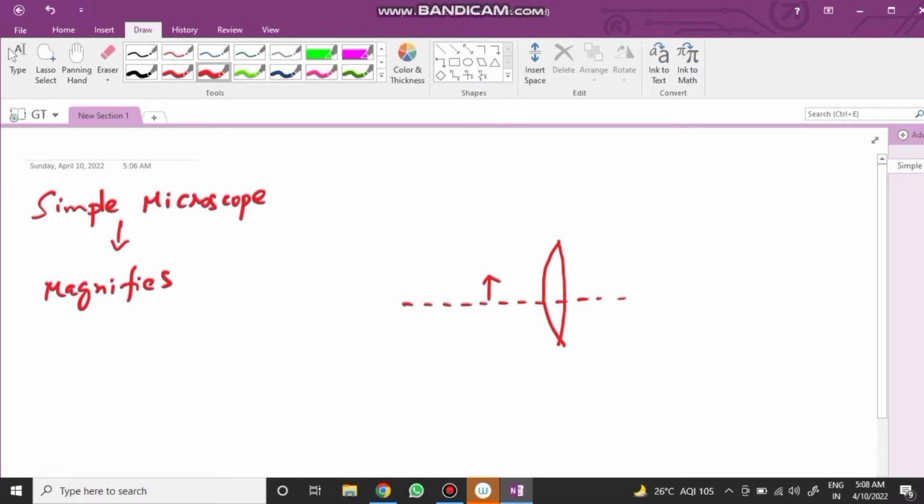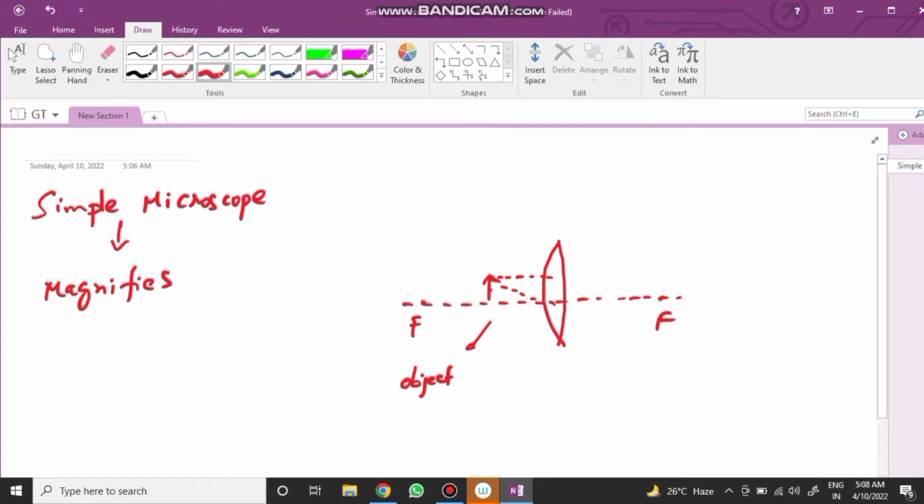So basically here, this is the object, and the image will be formed. We have to find where the image is formed. A convex lens will have two focus points, so we have to take two rays: one which is parallel and one which is passing through the optical center. The image will be formed somewhere here.